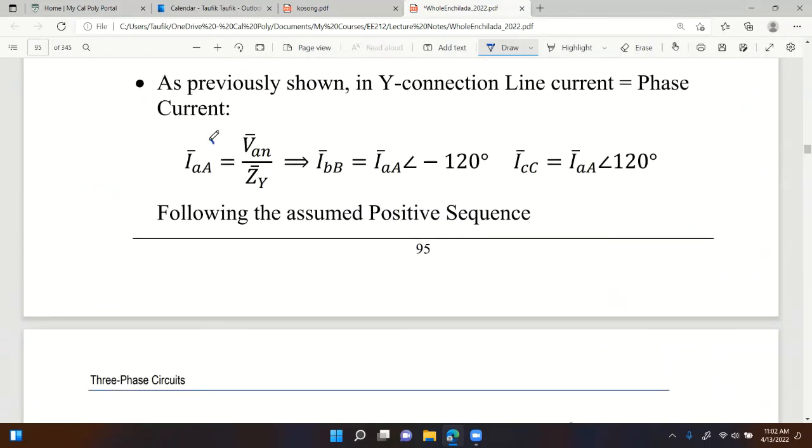If you know IA, by positive sequence you should know IB. How? Subtract 120 degrees, by positive sequence. And you should also know IC. That's going to be adding 120 degrees.